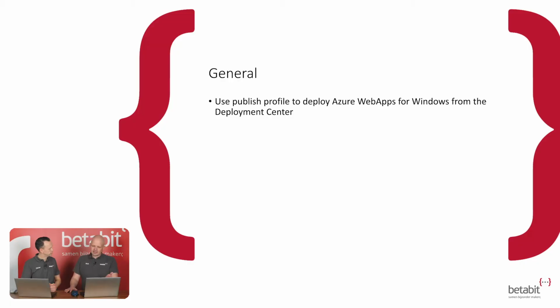I would like to discuss what's new, have a look at the last couple of sprints that they delivered, but also talk about where it's going and the preview features that are available right now. So diving right in, I've got these different types of updates, and then in general, you can now use a publish profile to deploy Azure Web Apps for Windows right from the deployment center. So that's just an addition that they did, and it's cool, but it's nothing earth-shattering, right?